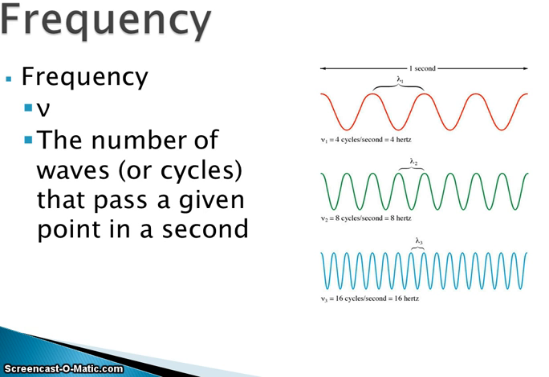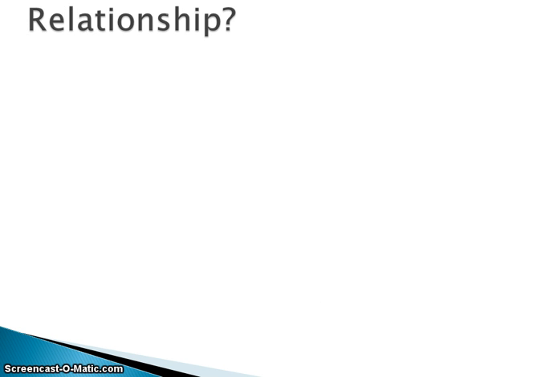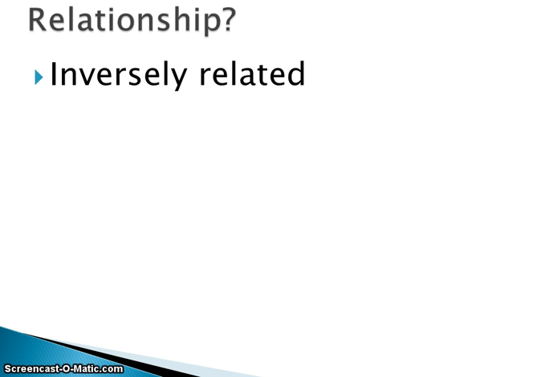Now when we talk about frequency, frequency is how many waves per second. If we look at our red, we've got a long wavelength, and we don't have many waves per second. If we look at our green, we've got a shorter wavelength, and we've got more waves per second. And if we look at blue, we've got an even shorter wavelength, and we've got more waves per second. So when we look at this relationship, we would say that wavelength and frequency are inversely related.